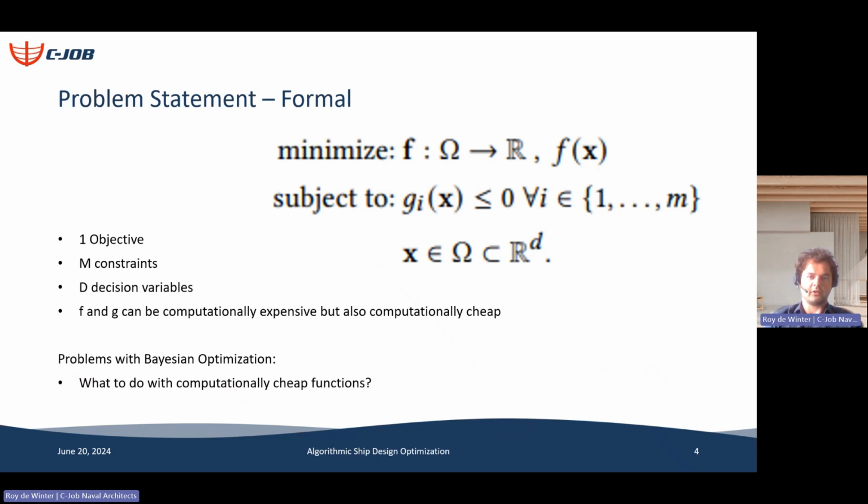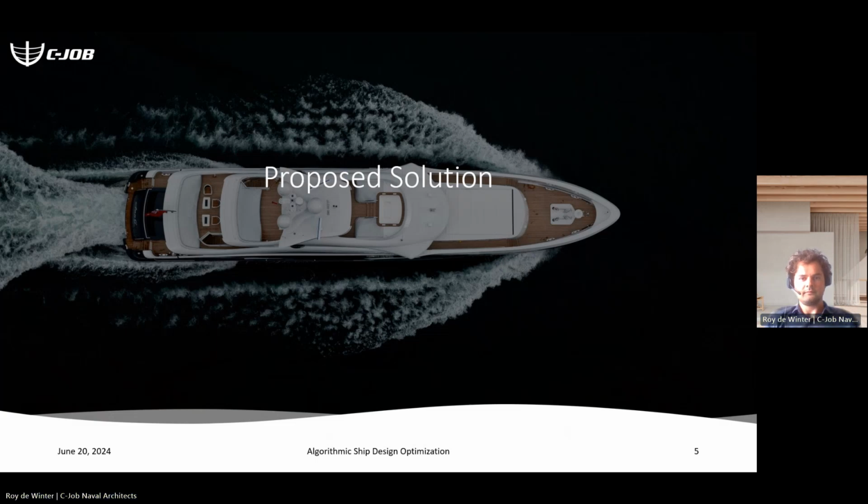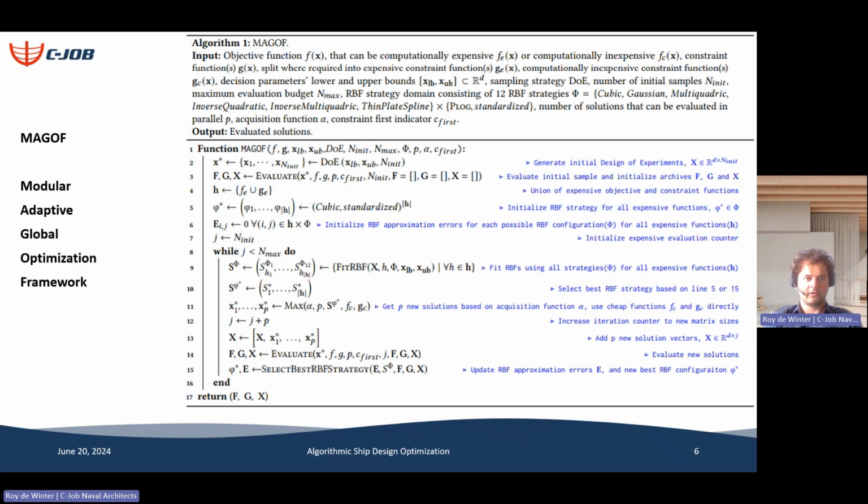Usually, those problems are optimized with Bayesian optimization algorithms. However, what to do with computationally cheap constraints, and what to do if the objective is cheap and one of the constraints is expensive? I found a solution for that. And the solution for that is the MAGO optimization framework. MAGO stands for Modular Adaptive Global Optimization Framework.